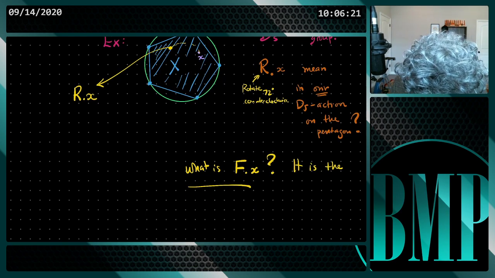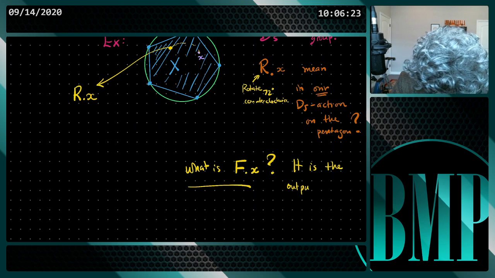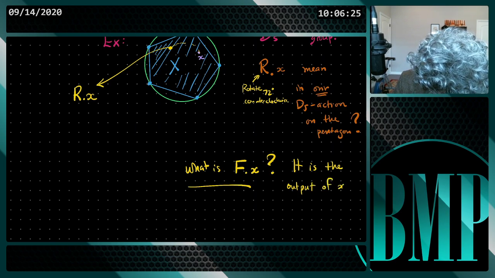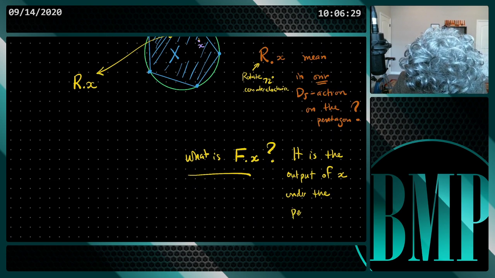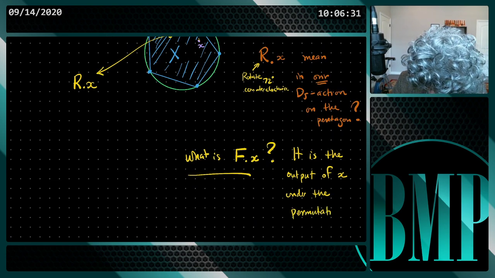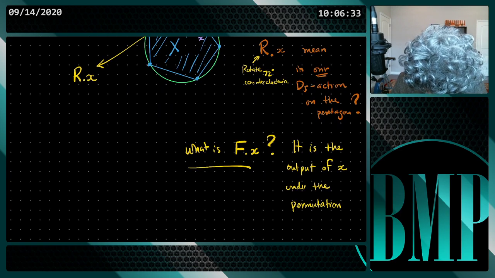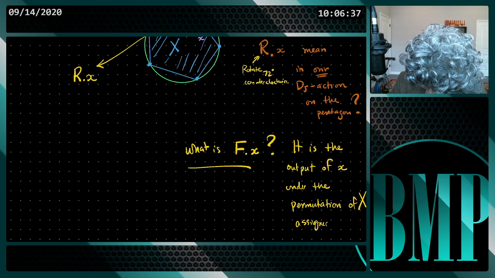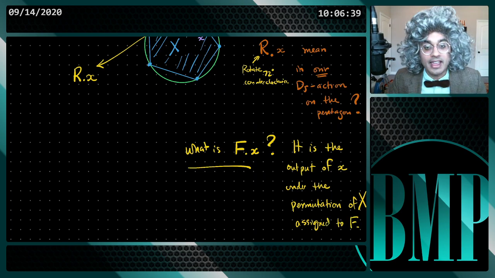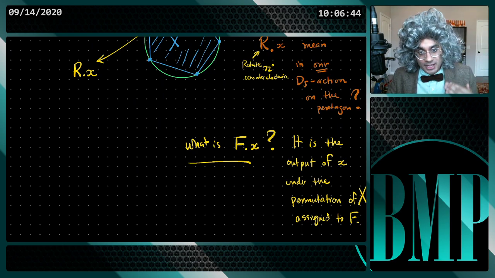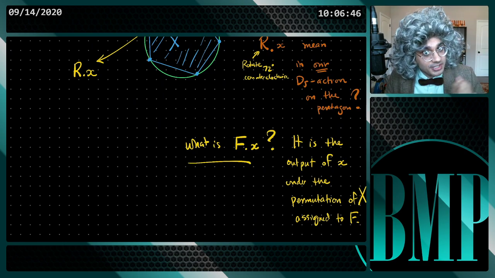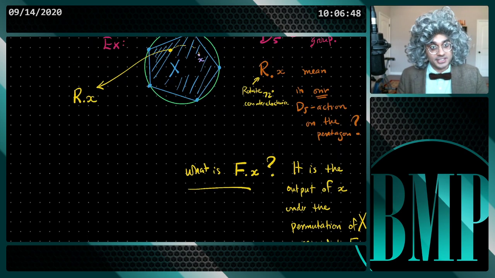It is the output of X under the permutation of capital X assigned to our element F in the group. There's an assignment of a permutation per element of the group. That's what an action does. That's what an action is, okay?